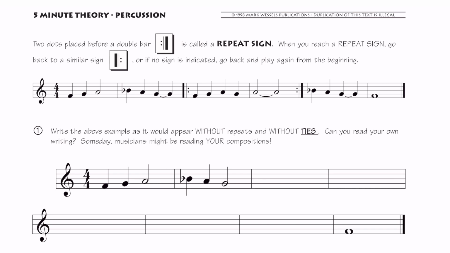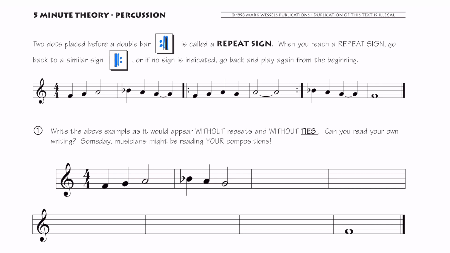Okay, let's go ahead and flip the page and do the back of lesson 11. In this lesson, we're learning about repeat signs. A repeat sign is whenever you have two dots placed before a double bar, we're going to repeat a musical passage. So if there is no other repeat sign, I'm going to go all the way back to the beginning. But you have to watch out for the backwards repeat sign, the flip sign. If there is a flip sign, then that's where I go back to.